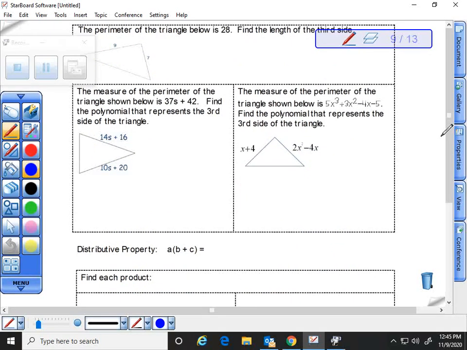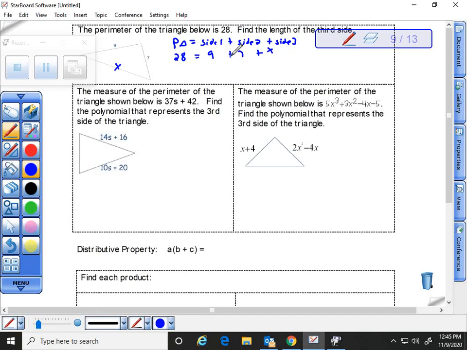Alright, we have a perimeter of a triangle is 28, and then the lengths are 9 and 7. Alright, so let's remember, perimeter of any shape is just adding up all the sides. So if I had side 1 plus side 2 plus side 3, I just add them up and that's the whole perimeter. If I know the perimeter is 28 and I figure that one of the sides is 9, the other side is 7, and the last side is unknown, I'll put an x.